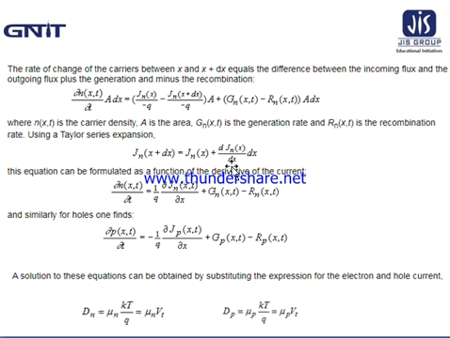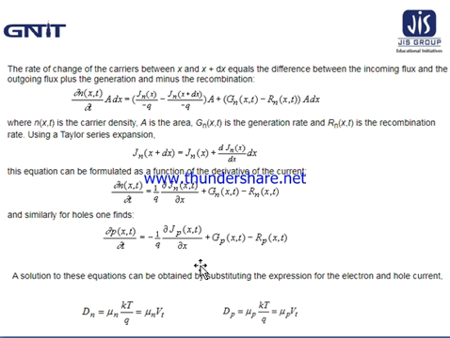Now similarly for holes we can write del p(x,t) by del t equals minus 1 by q del Jp(x,t) by del x plus Gp(x,t), that is the generation rate for holes, and minus Rp(x,t), that is the recombination rate for holes.